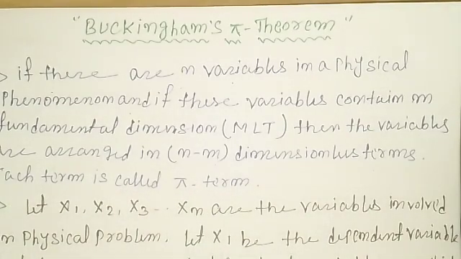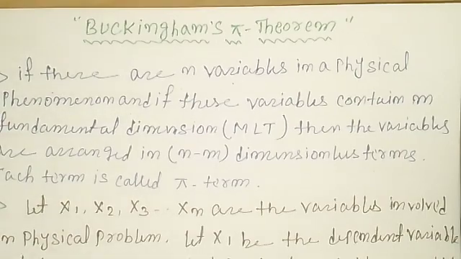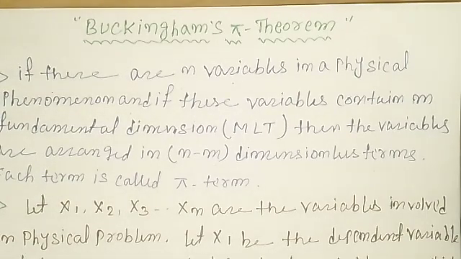Whenever you have to find the pi terms, you need to know how many variables are involved in your problem, and how many fundamental dimensions. In a fluid mechanics problem the number of fundamental dimensions is fixed at 3, and if you are dealing with a heat transfer problem then you have to consider 4 fundamental dimensions. So first of all you have to find the pi terms. After that you need to know what the variables involved are.